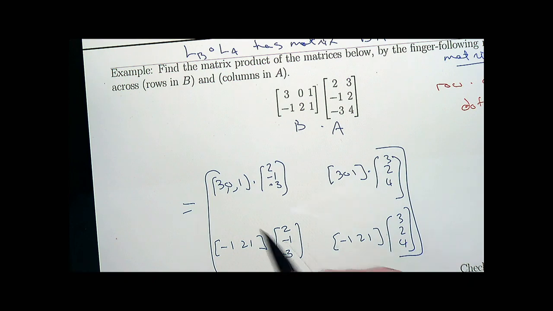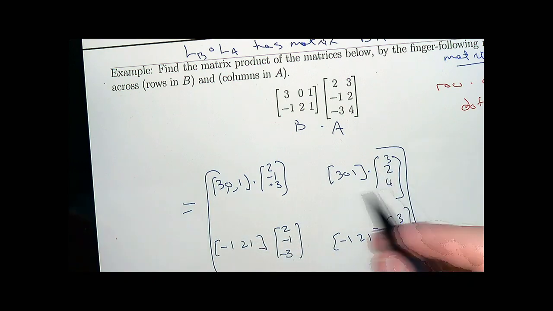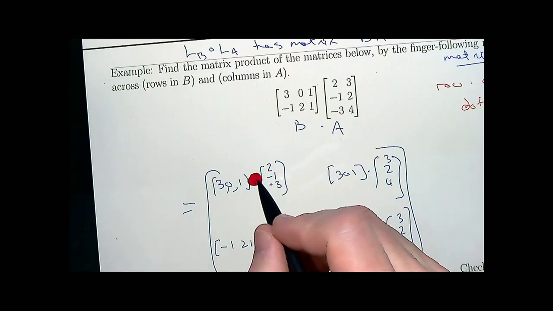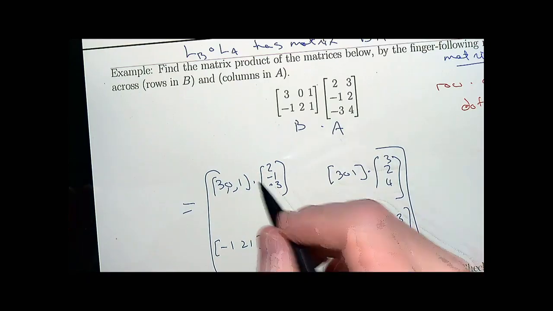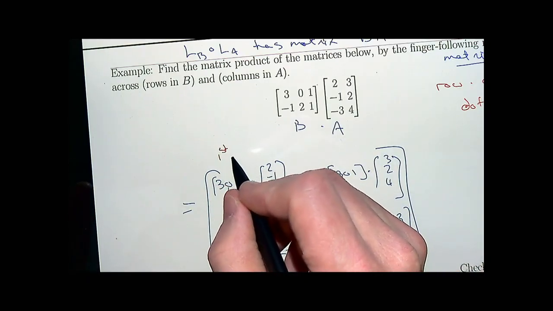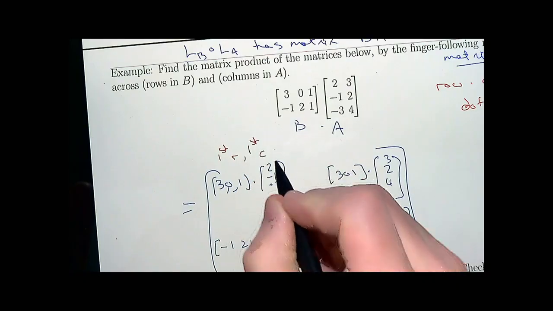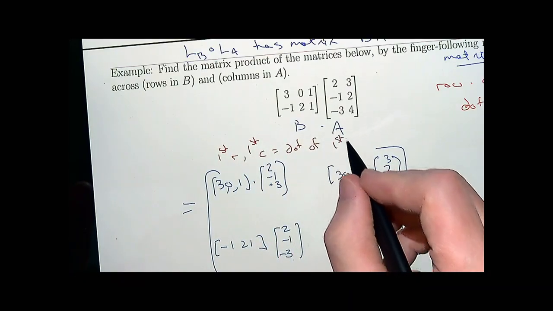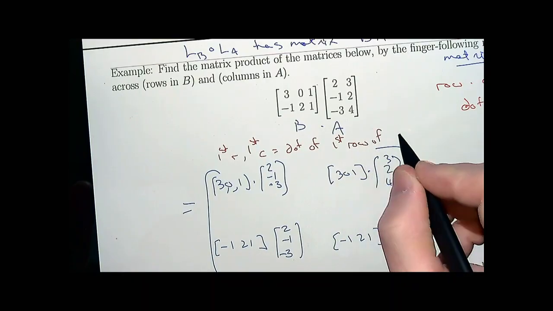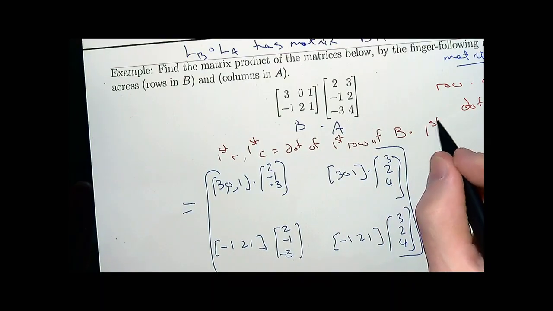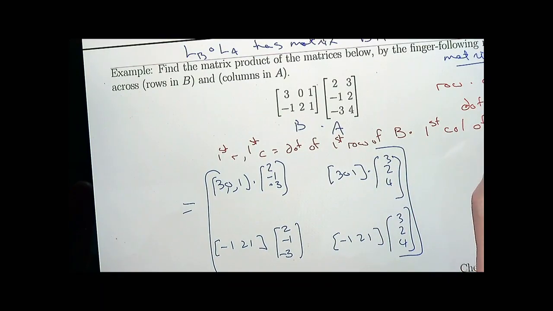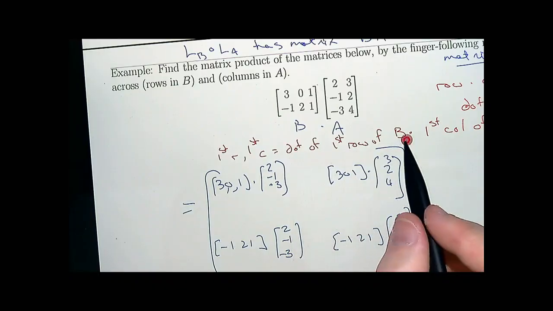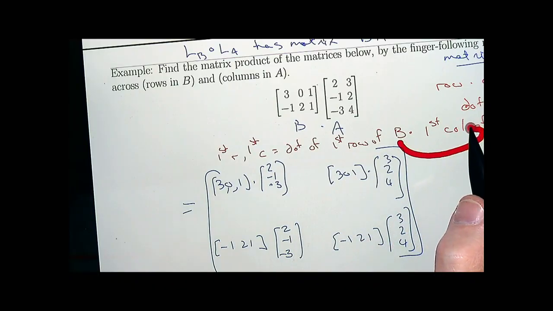So we're building a 2 by 2 matrix, fair enough. What goes into each cell? If I want to know what's in the first row and first column, it's equal to the dot product of the first row of B dotted with the first column of A. And that's the same pattern throughout.